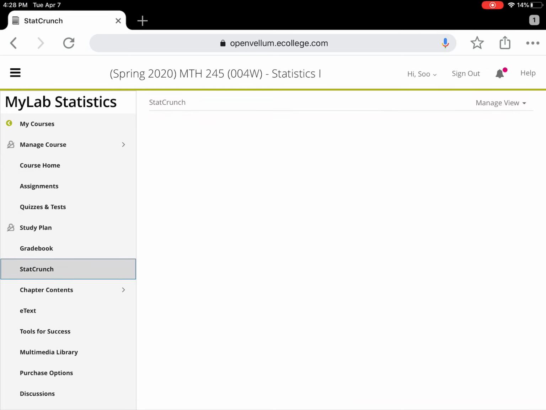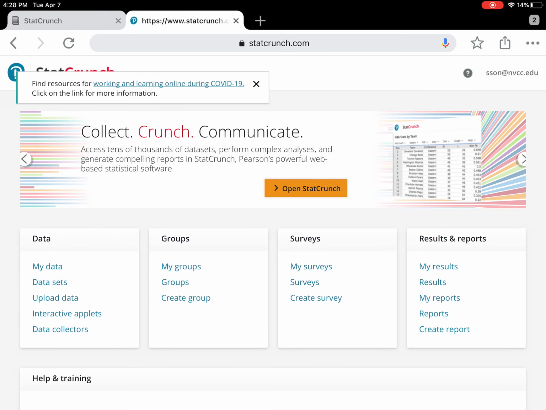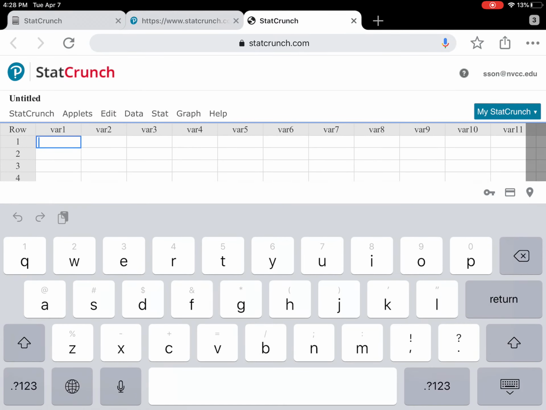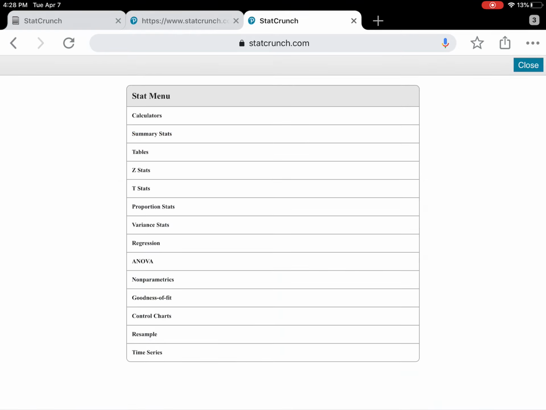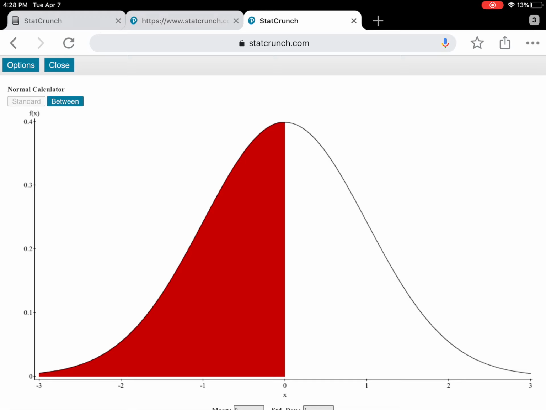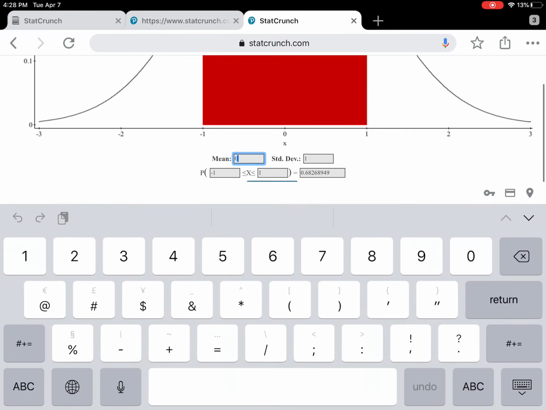But anyways, let's go to the StatCrunch. Oh, where's my calculator? Go to my MyMathLab. I'm going to open up. This is my first time trying to use my StatCrunch on my iPad. I hope it works. Looks like it's going to work. Open StatCrunch. Opened. Okay, that's good. Now let's go to Stat, Calculator, and click on Normal.